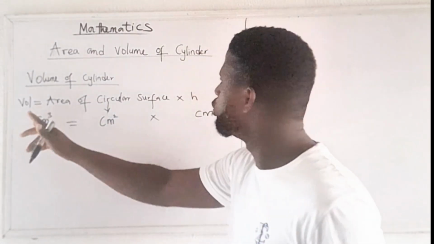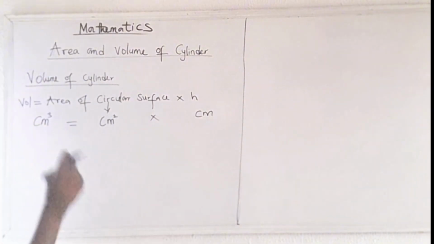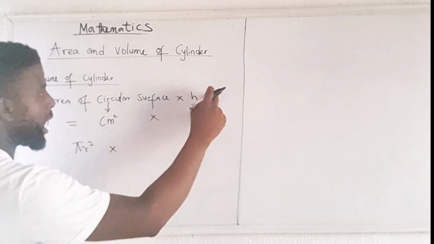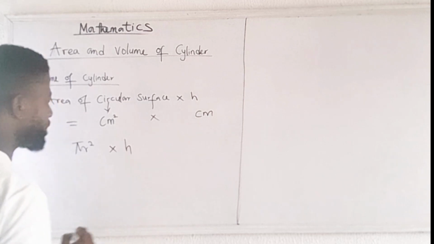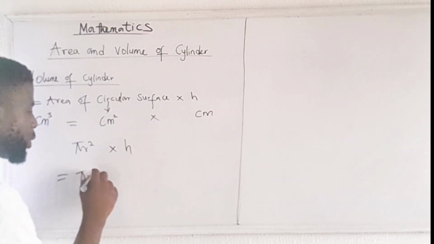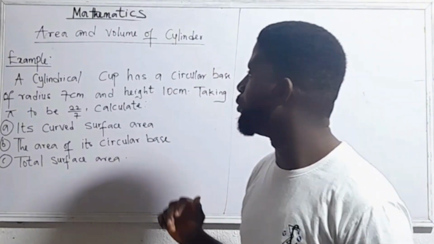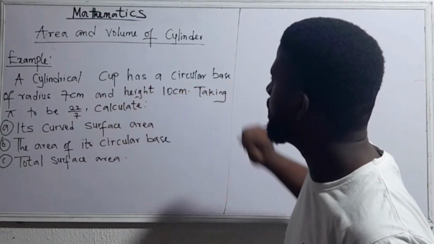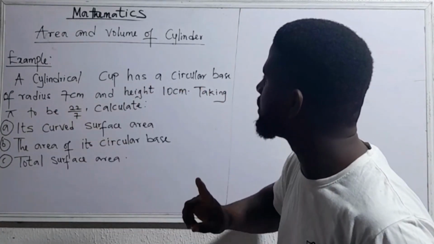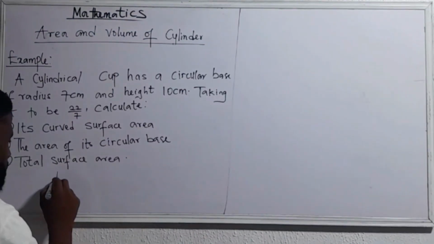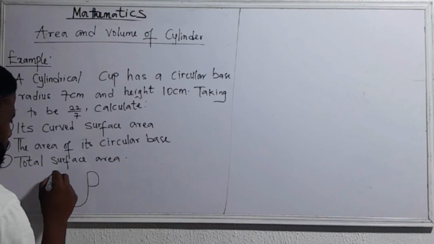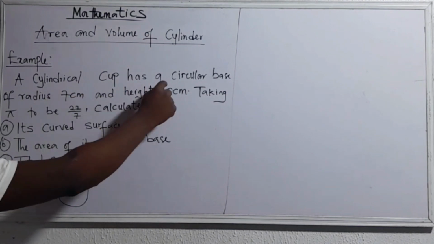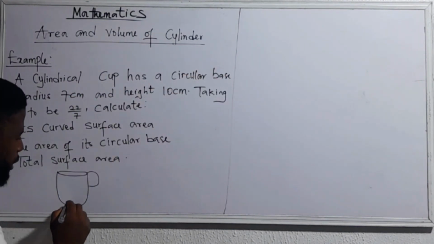So the volume of the cylinder is given by the area of the circular surface, which is pi r squared, times the height of the curved surface, which is h. And that will give us pi r squared h. Alright, so we look at an example. In the example, we have a cylindrical cup that has a circular base of radius 7 centimeter. So we have, this is a cup, right?